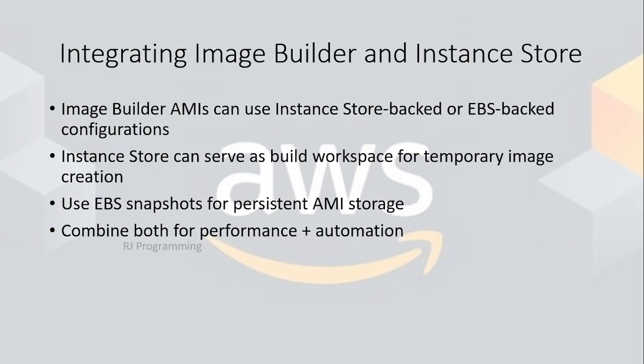Interestingly, Image Builder and Instance Store can complement each other. When Image Builder runs a pipeline, it temporarily provisions an instance to build and test the image. That instance can use Instance Store-backed storage for extremely fast, temporary file access during the build process. After the build and validation, the resulting image is typically saved as an EBS-backed AMI, giving you both speed during creation and persistence after completion. This hybrid approach combines Instance Store performance with EBS durability.